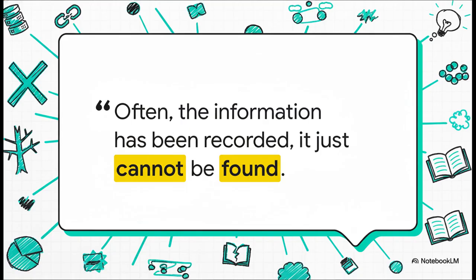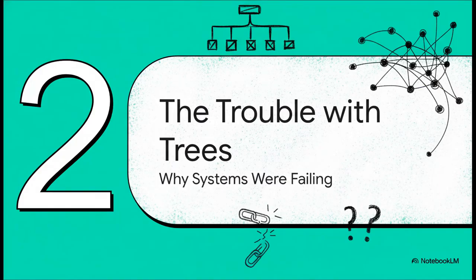And here's the really frustrating part. The information wasn't actually gone. It existed. It was recorded somewhere, on some computer, in some file. It just couldn't be found. The connections between all the pieces were completely missing. So why were their existing computer systems so bad at this? Well, the proposal points a finger at a really basic design flaw. See, most information systems back then were built like trees. And as it turns out, trees are a pretty terrible way to organize complex, messy, real-world knowledge.